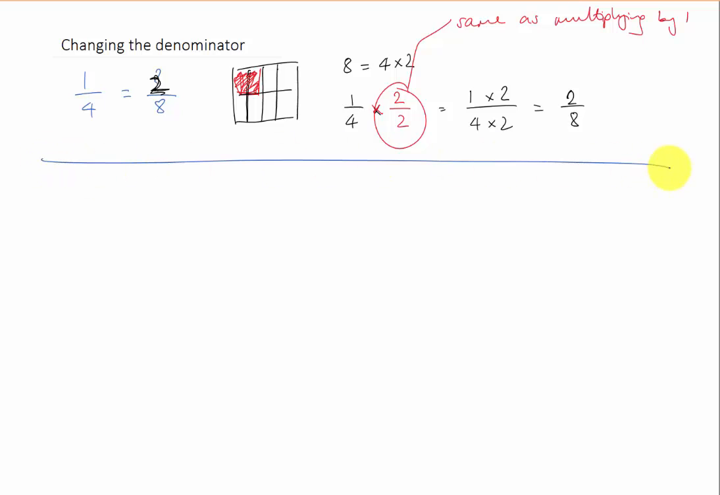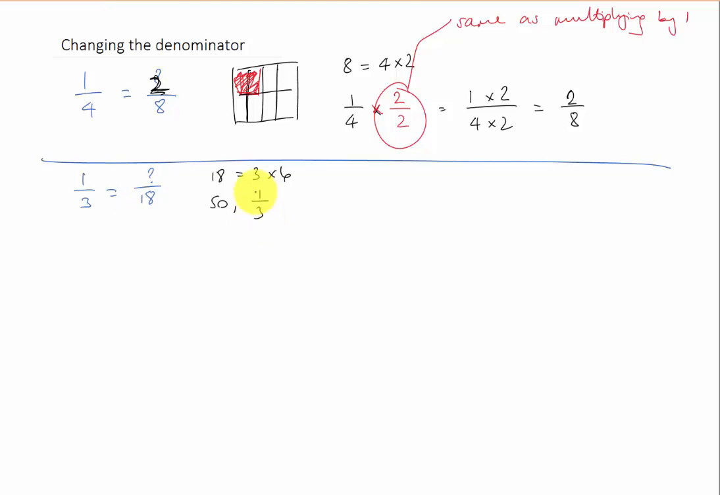Let's take another example. So how about we want to express 1/3 in a fraction with a denominator of 18. So 1/3 is equal to how many 18ths? So we know that 18 is equal to 3 times 6. So therefore, same idea again. So now we need to multiply the denominator by 6, but also we have to multiply the numerator. So it's like multiplying by 1 and we do not change the value.